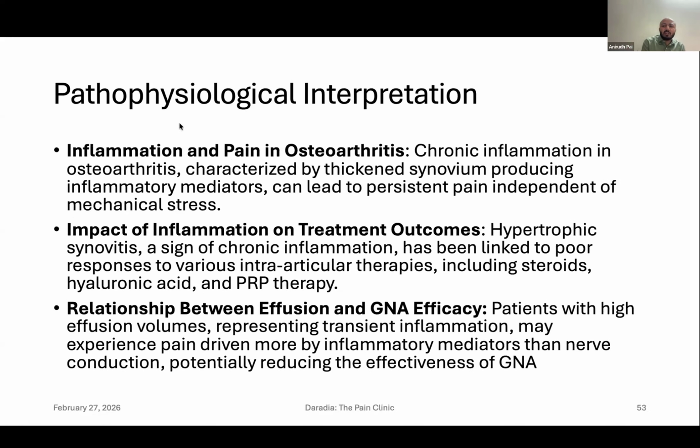Chronic synovitis may produce persistent inflammatory mediators independent of mechanical nociception. So when there is inflammation, denervation alone may not be sufficient.